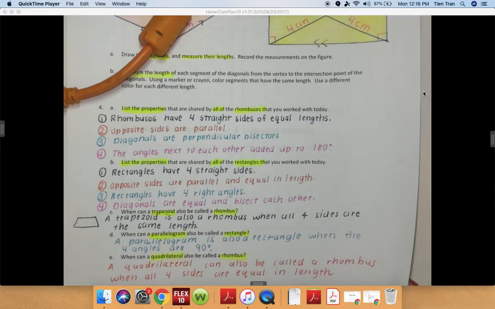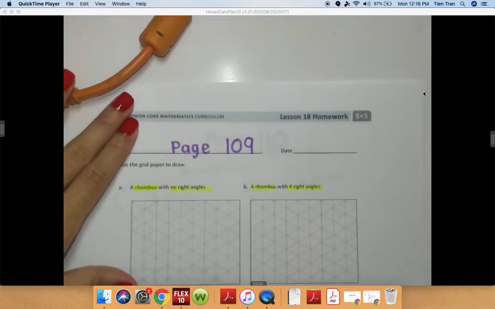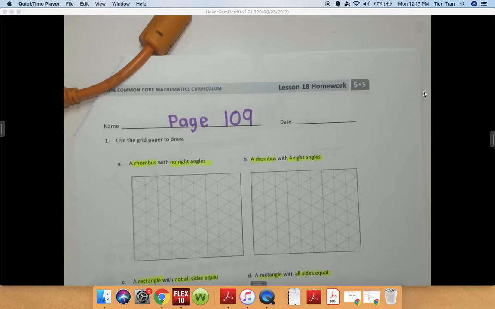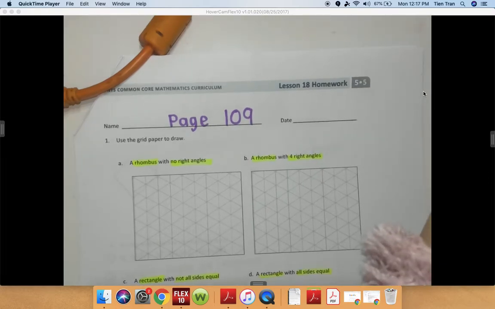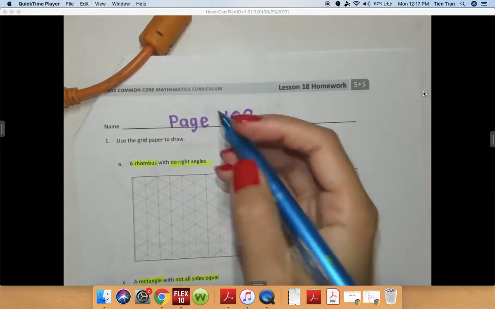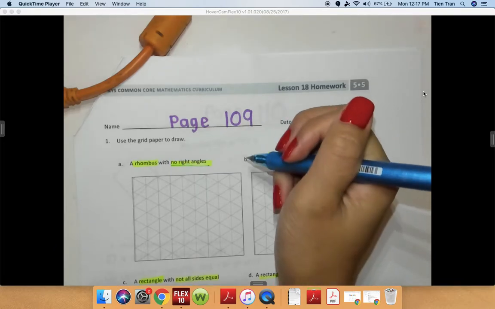Okay, now we're going to turn to page 109. This is the homework, so Orion, you can stop here. On page 109, we have used grid paper to draw. So now I'm going to draw my images, and I'm going to color them in too. The first one asked me to draw a rhombus with no right angles.